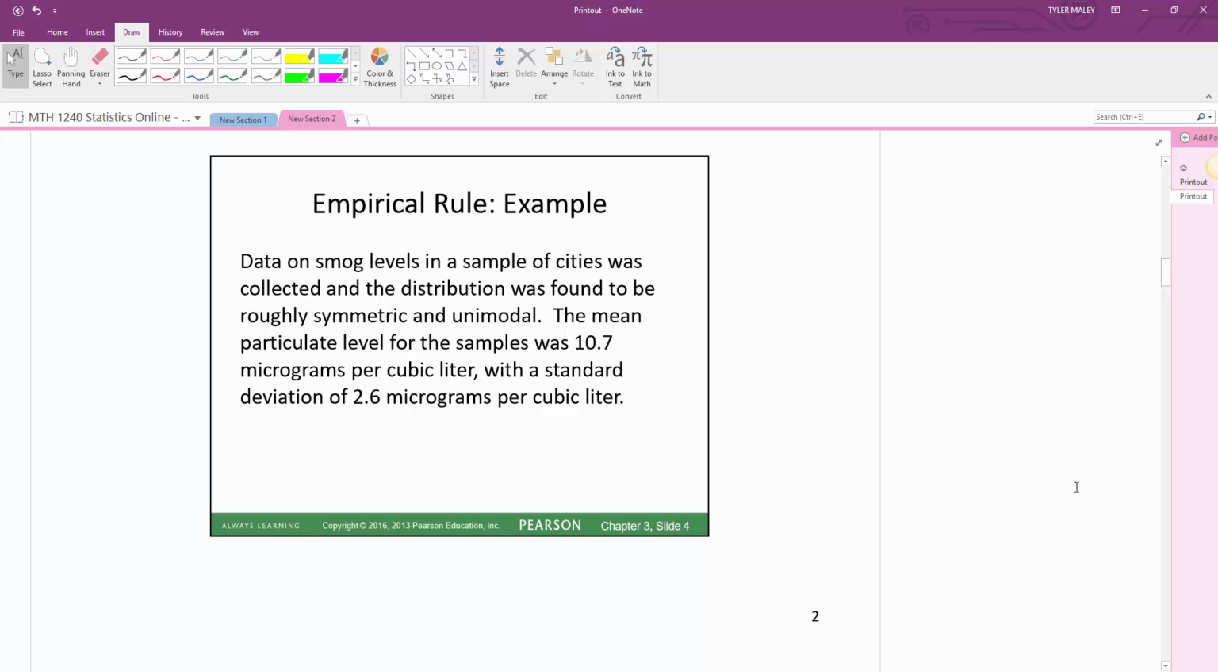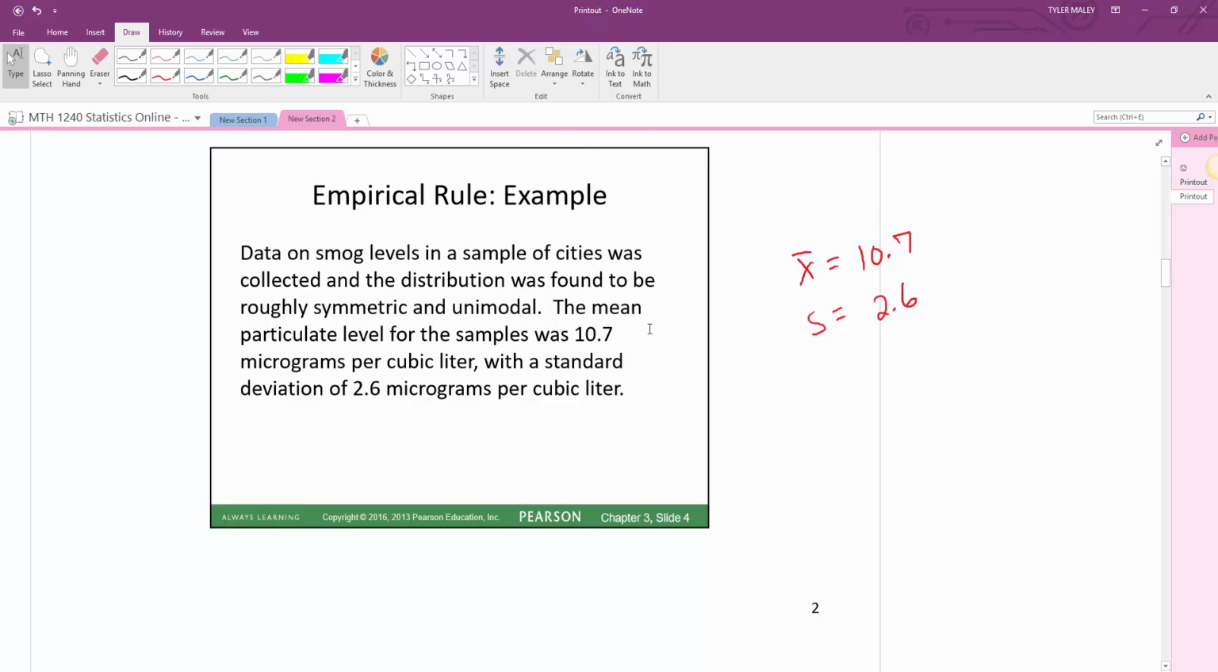So this empirical rule, we're going to do an example of that. Data on smog levels in a sample of cities was collected and the distribution was found to be roughly symmetric and unimodal. So that means we can apply the empirical rule. The mean of a particular level for the sample was 10.7, with a standard deviation of 2.6 micrograms per cubic liter. So my standard deviation, my s, is 2.6. I believe this is the example we did in the last section, but we're using the empirical rule here.